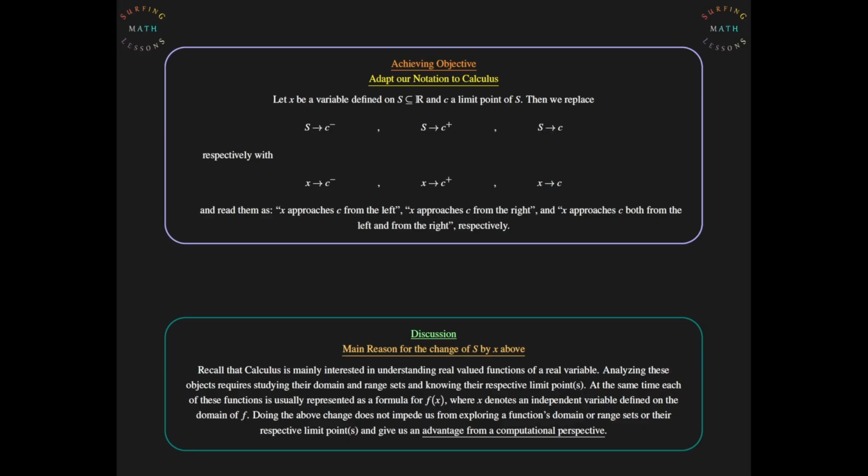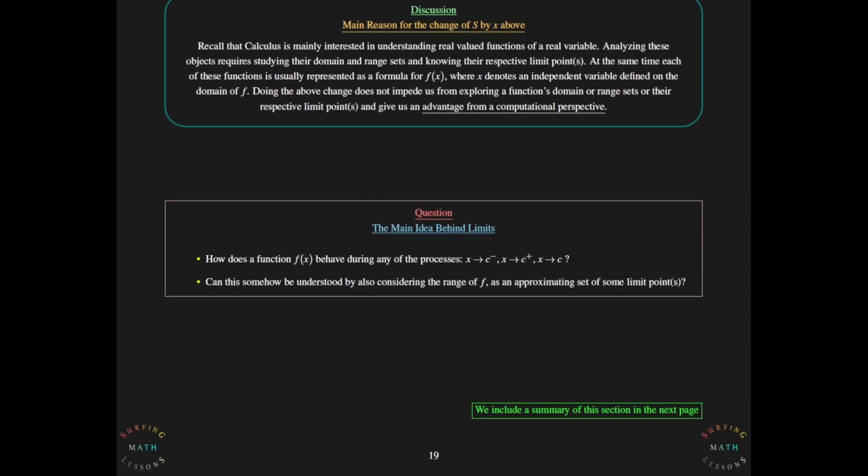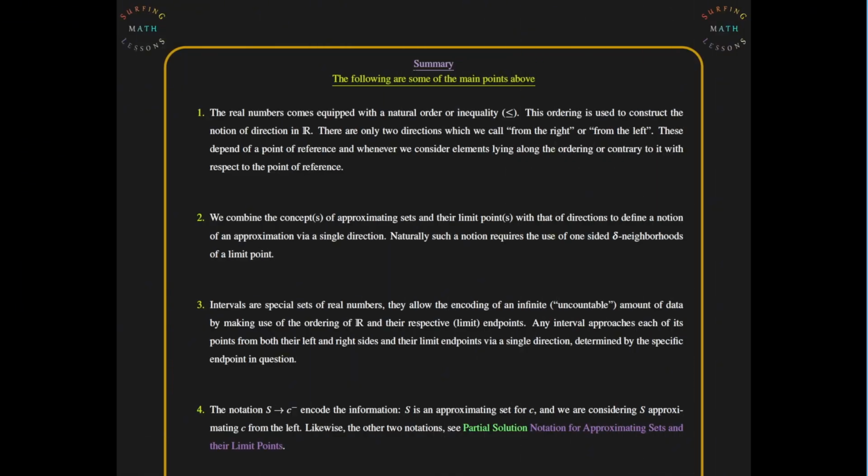The idea of limits can now be motivated by the following two questions. First, how does a function behave during the clustering of its domain set around one of its limit points? And secondly, can this first question be somehow understood by considering whether the range set of the function clusters around one of its limit points? We now proceed to end up this video with a summary of the main ideas in this last subsection.